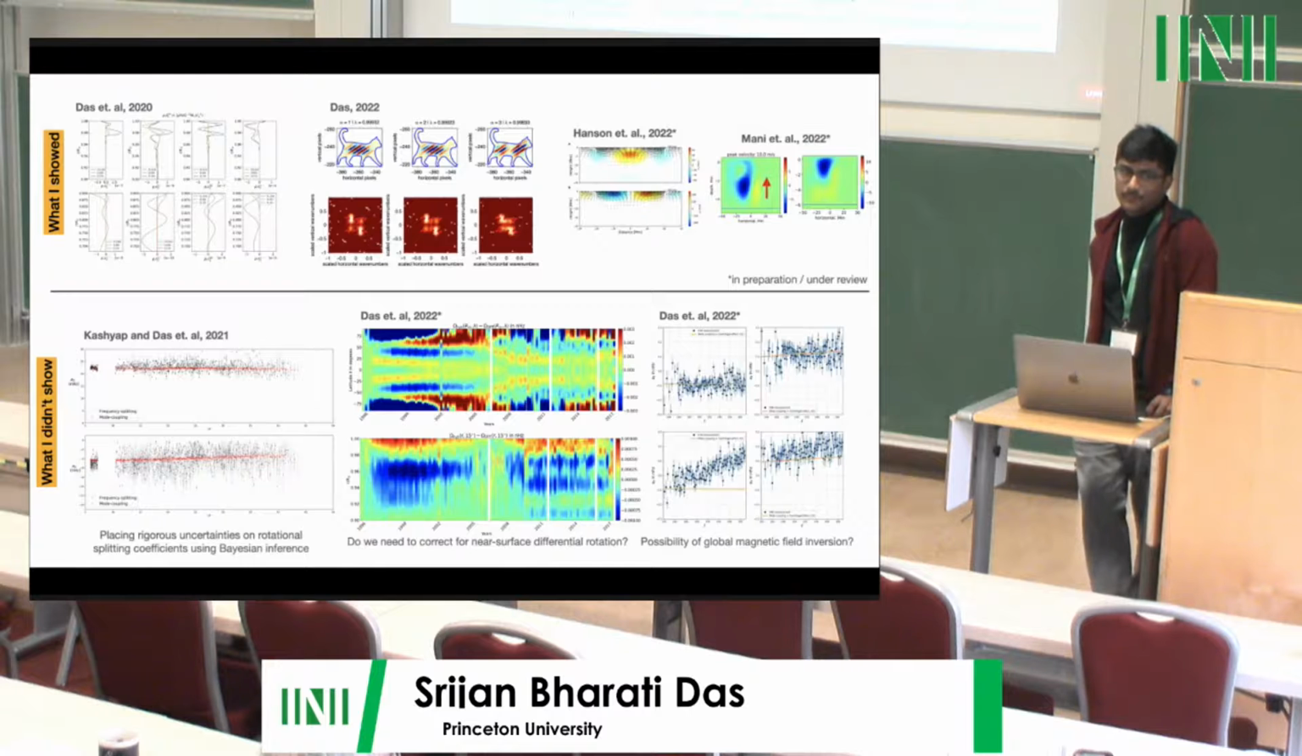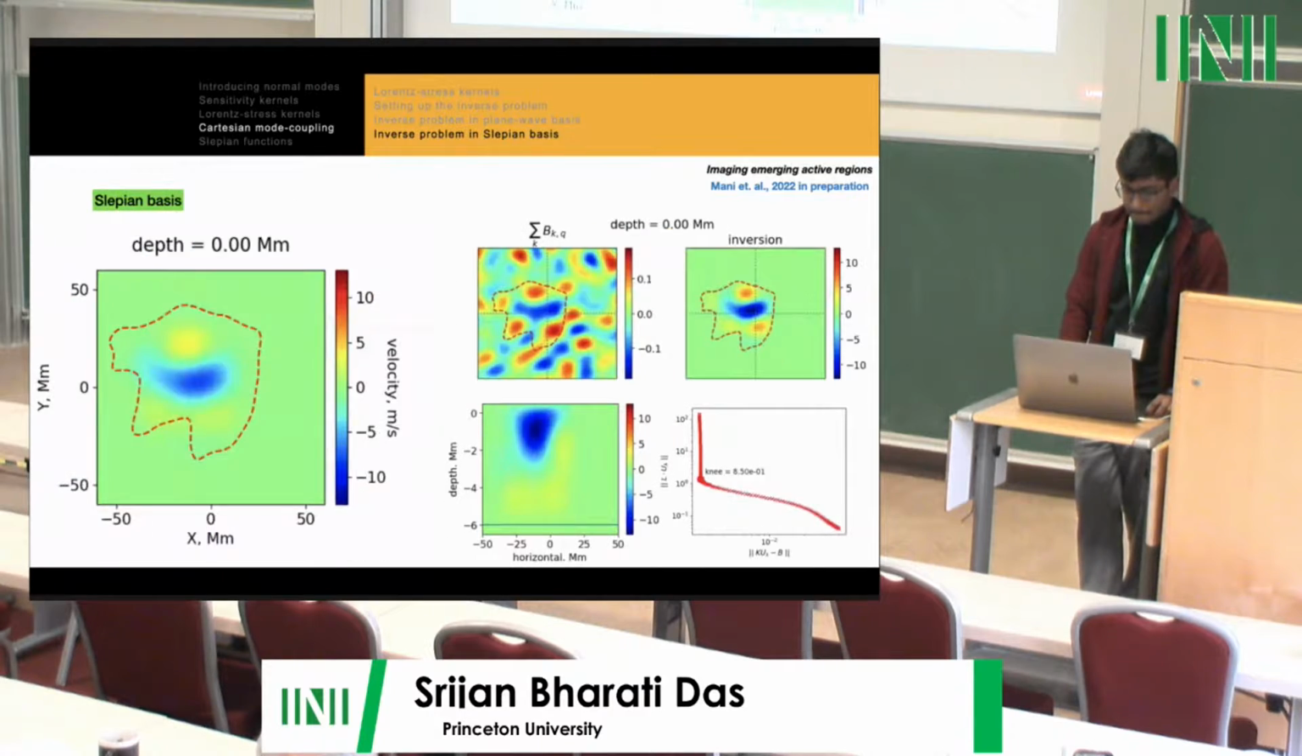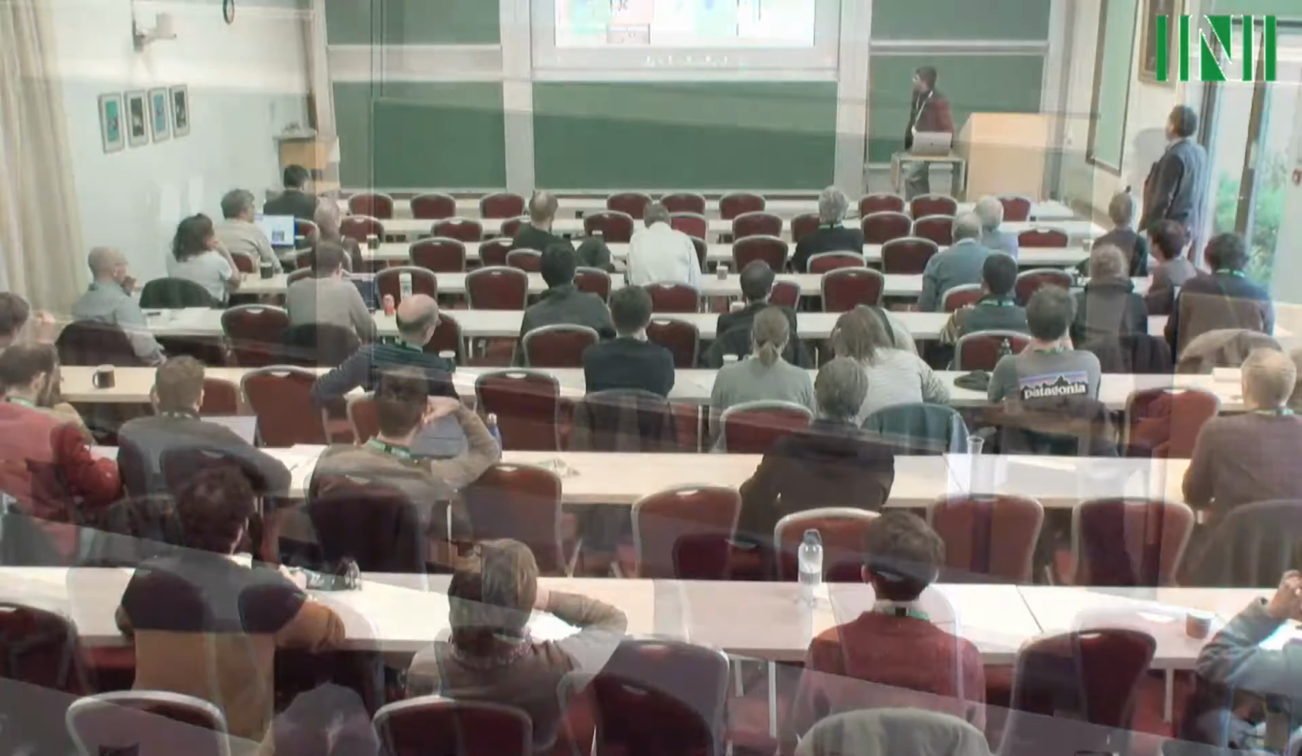I have one on the Slepian basis for the active regions. There seems to be some arbitrariness in the definition of the boundary of the active region itself. Is the result dependent on that? How do you define it?